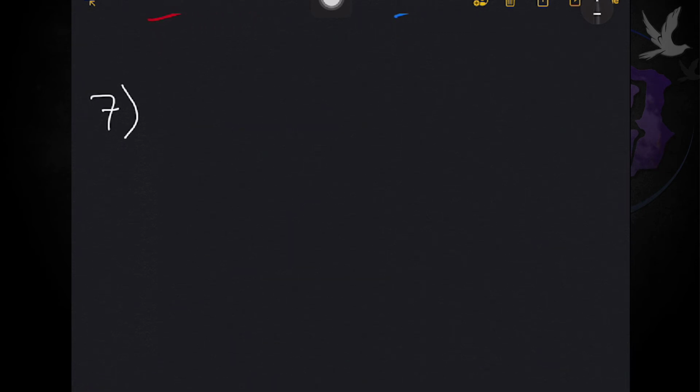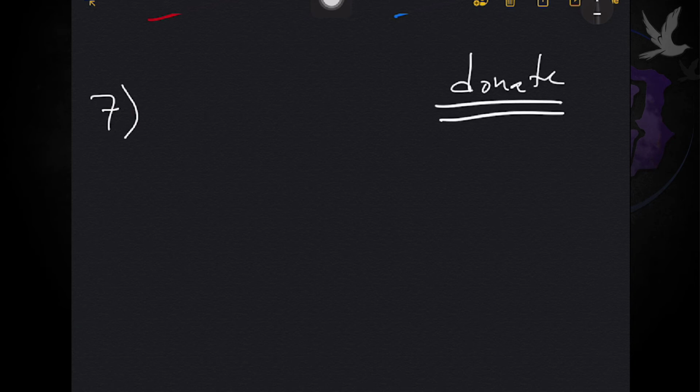Okay, the Gomez family has 317 pieces of clothing at home. They donated 89 pieces. What do you mean by donate? Donate basically refers to give.